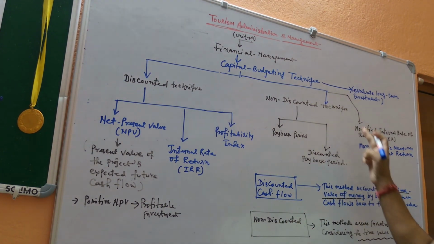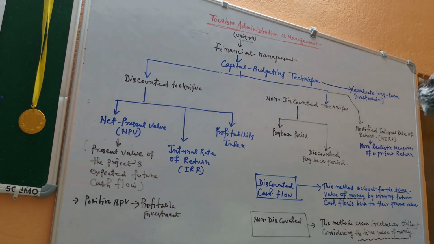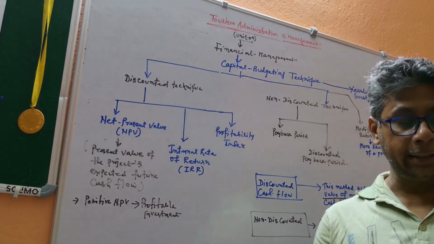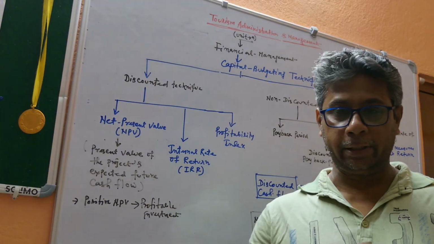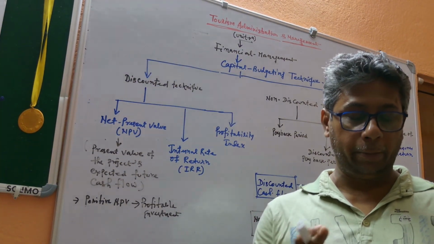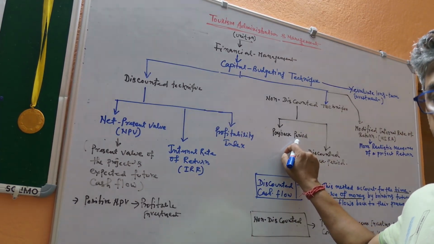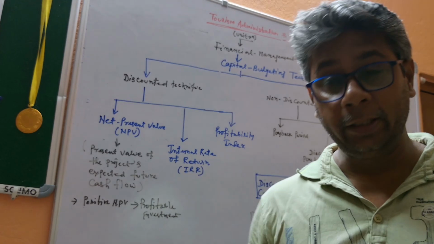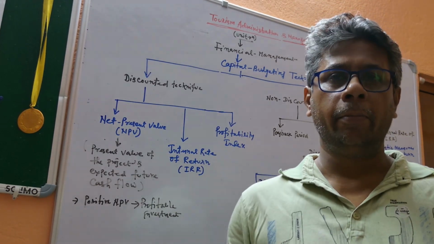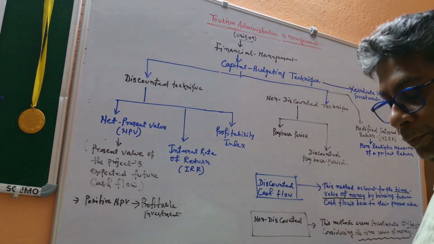Next is the non-discounted technique. Under this, the payback period. This method determines how long it takes for a project's cumulative cash flow to equal the initial investment. A shorter payback period is generally preferred. Each and every investor wants whatever they invest to come back as soon as possible, in a shorter period. That's why it is the payback.